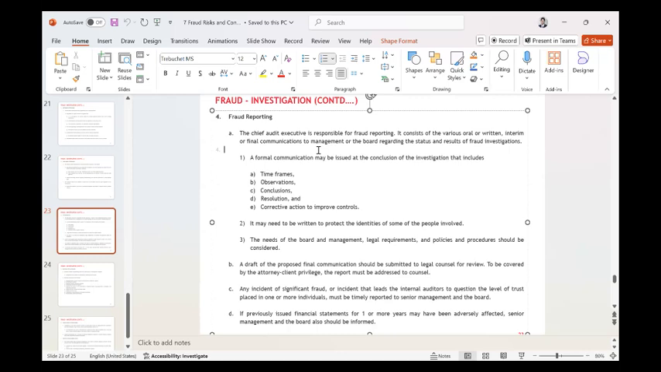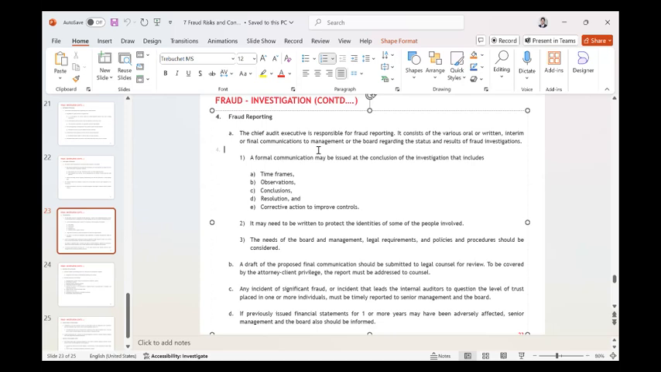The formal communication may be used at the conclusion, the time frames. So in any forensic audit report, you have certain sections. You have a background section, you have an executive summary, and then you have the audit scope or methodology section. In that section, what are the audit procedures you carried out? Who are the people you interviewed? What are the documents you reviewed? What are the specific audit procedures you carried out? All that is mentioned.